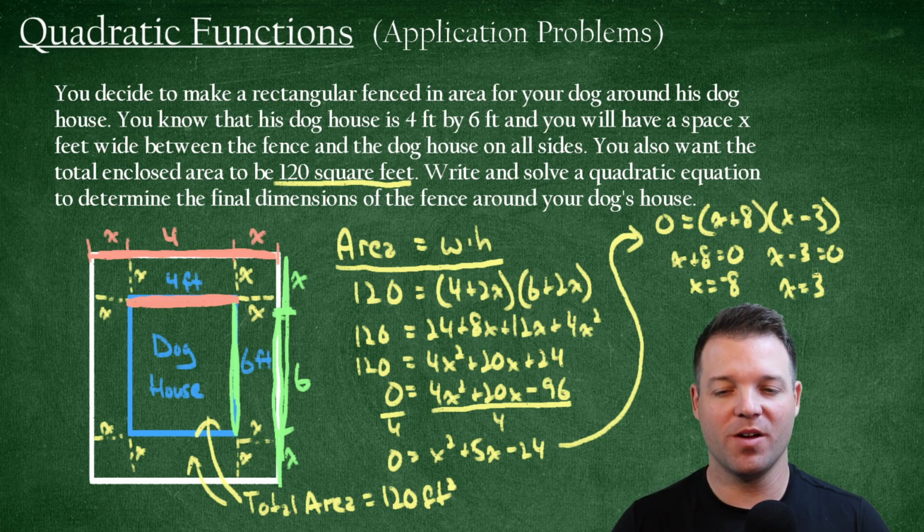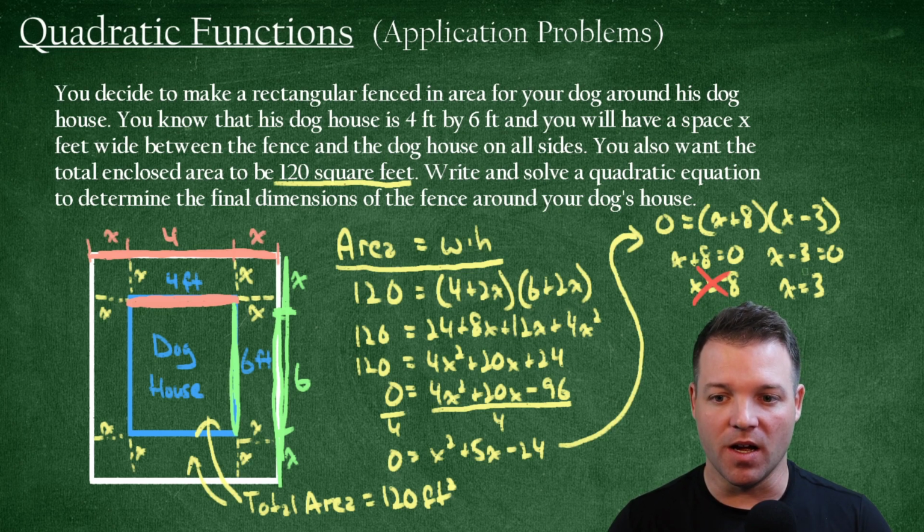So, we got two answers, which is what we expect out of all quadratics. But with these real life situations, usually one of these does not work. And the one that's not going to work is x is equal to negative 8. The reason is, what are we actually measuring? Well, we're measuring a distance, and it's impossible for us in the real world to have a negative distance. So we now have our final answer, which is x is equal to 3.